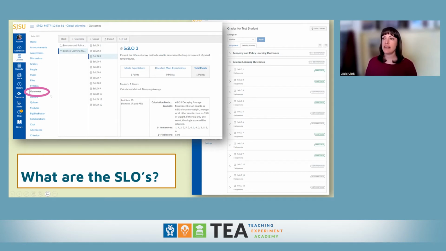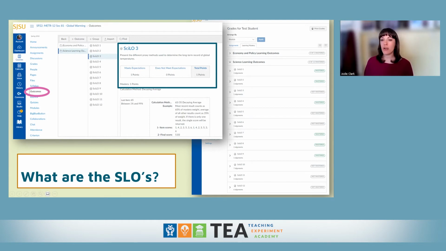These were added in Canvas under outcomes. This is the region where you define the outcome and set up how you want it to be graded. The points are arbitrary, because that's the whole point. I set it up such that the work either meets expectations or it did not. So now all the coursework is aligned to these student learning outcomes.